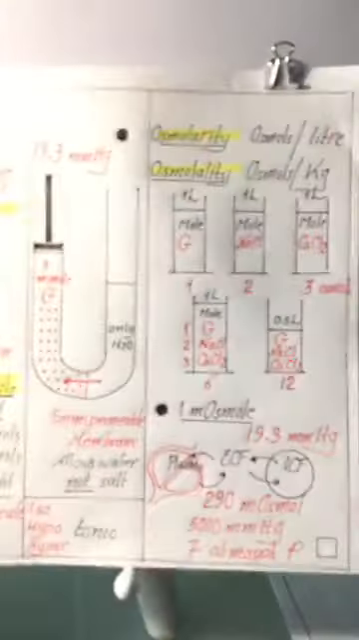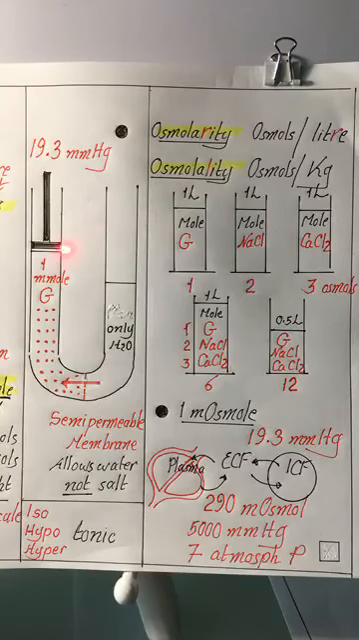Now we have a very important point. Imagine we have 1 liter containing just 1 millimole of glucose. The glucose is a non-ionizable solute, so 1 millimole in 1 liter will give rise to 1 milliosmol. The osmolality of this 1 liter will be 1 milliosmol.